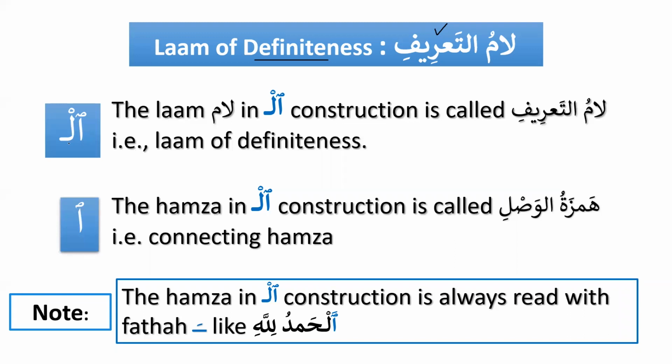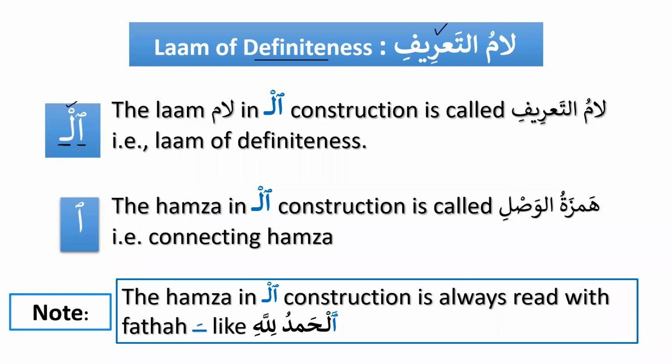Lamut tarifi, lam of definiteness. And it does not come alone. Why do we have the combination of Lam Tarif and Hamzatul Wasl? That is the most important thing that we need to know. This lam is sakin. And in Arabic, no word can start with a sakin letter. You cannot pronounce it. So just to pronounce it, we need to put Hamzatul Wasl before it. So these are two different things.